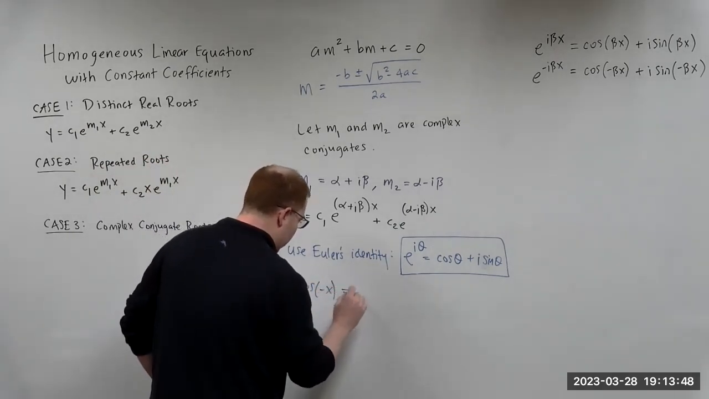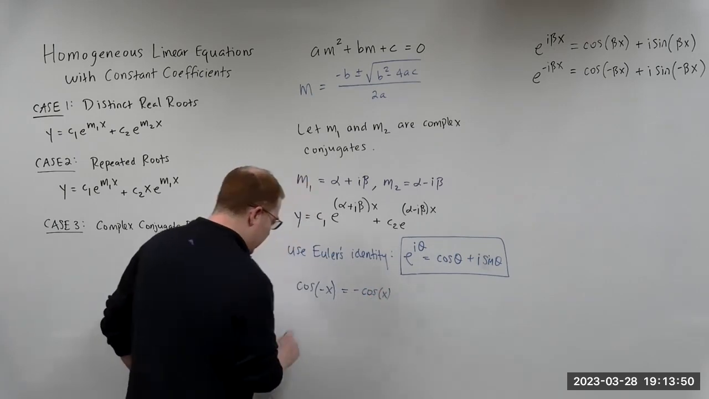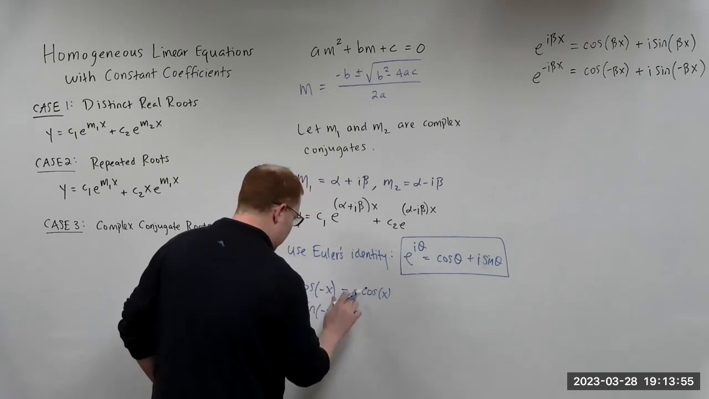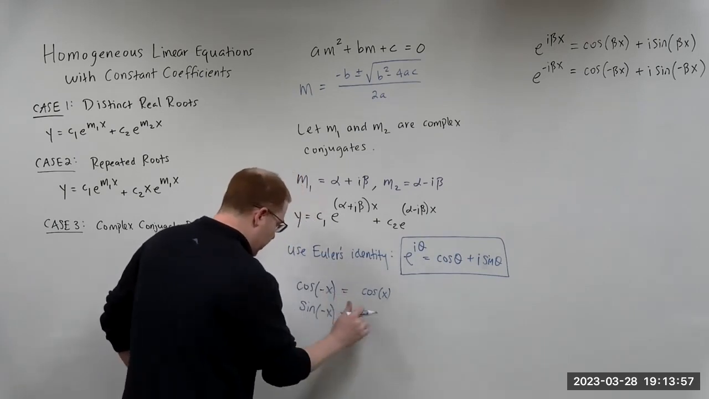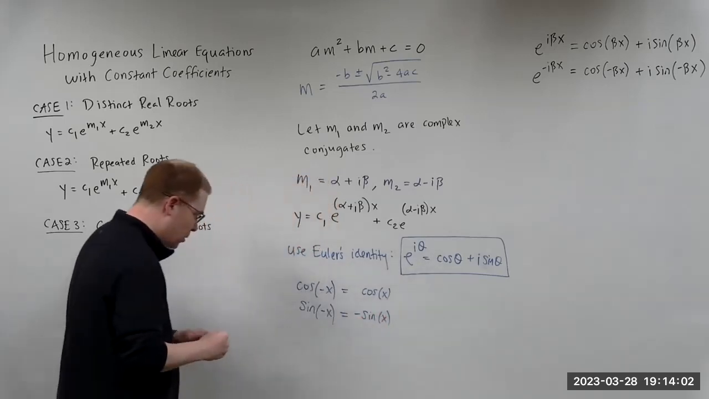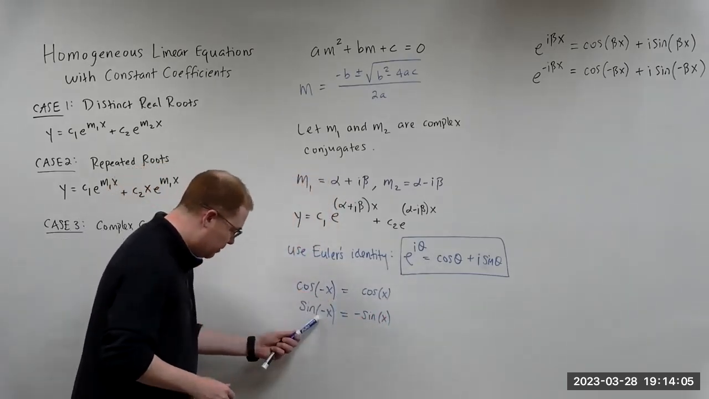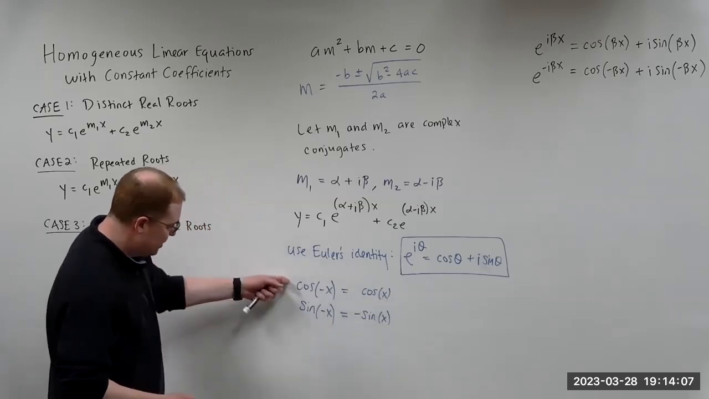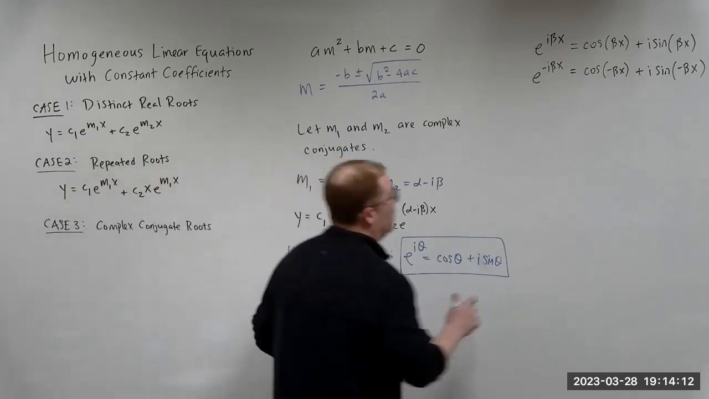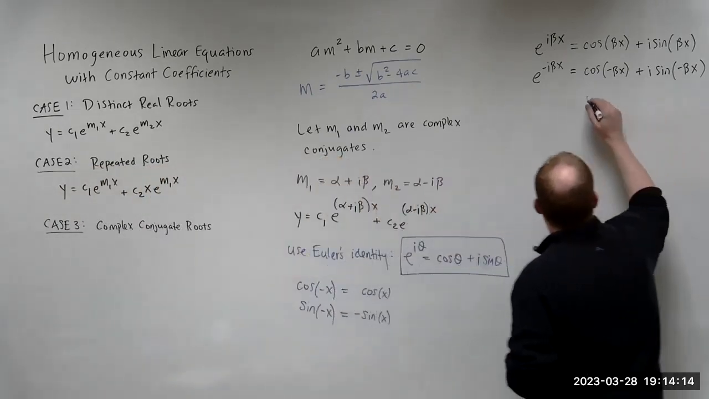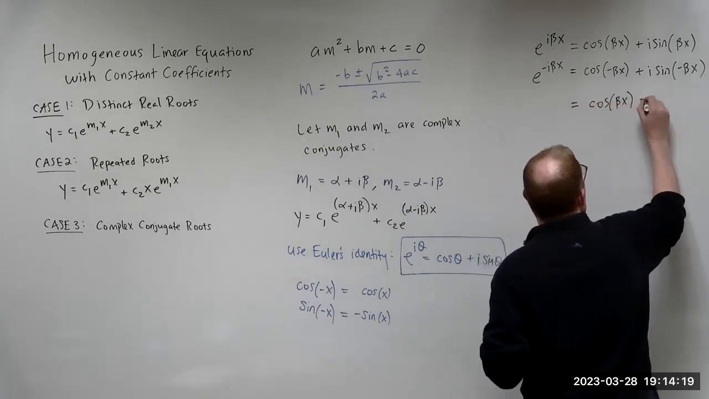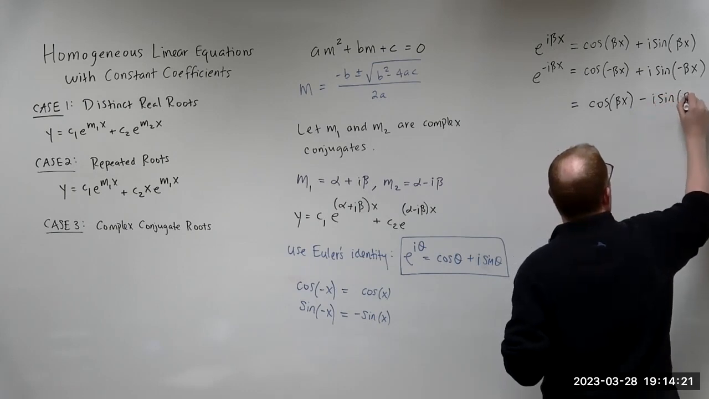Because cosine is even, we have this, and then sine is odd. Okay, so I'm sorry, there's no negative there. And then sine is odd, so this is going to be minus sine. So cosine of minus x is just equal to cosine x. Sine of minus x is equal to minus sine of x. Cosine is even, sine is odd. So applying that here, we're going to get cosine beta x minus i times sine beta x.